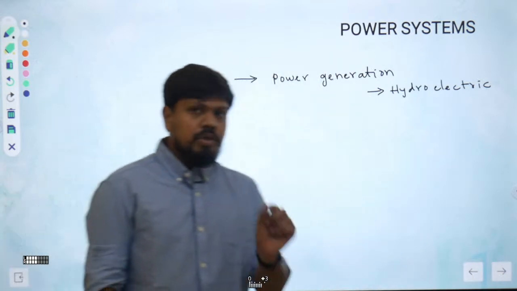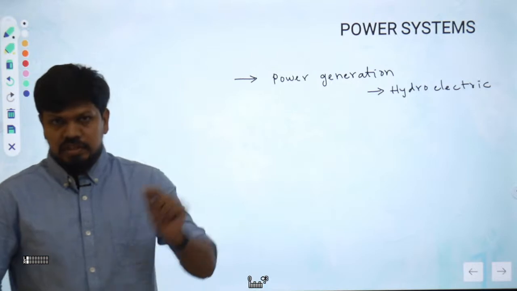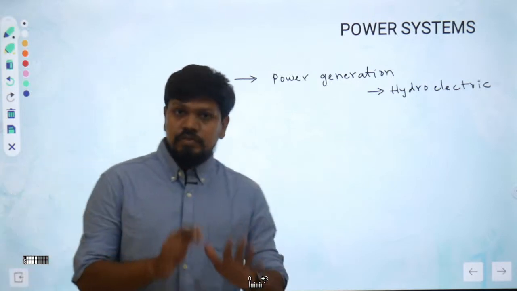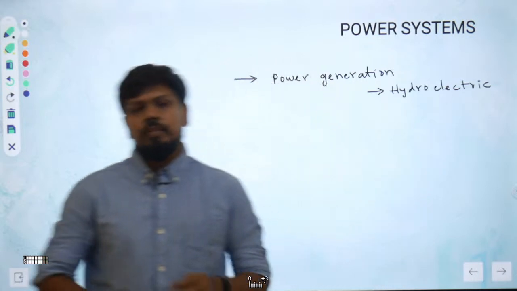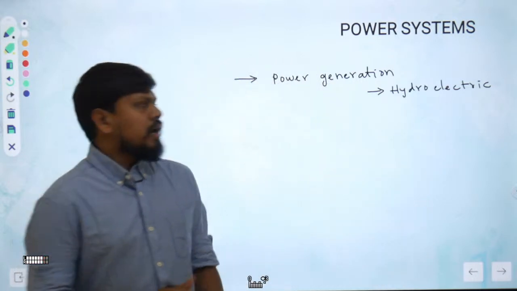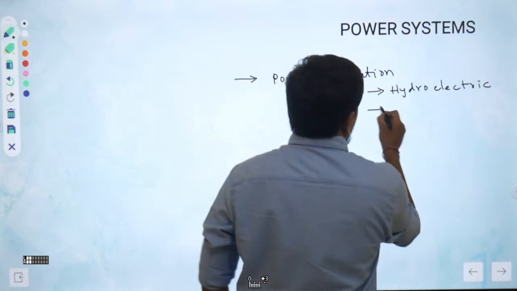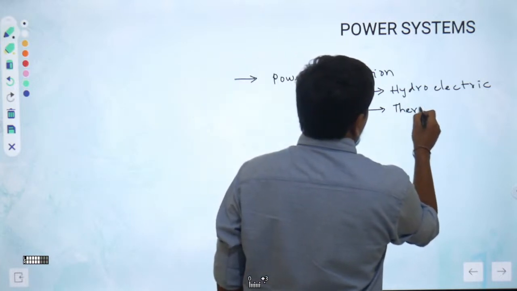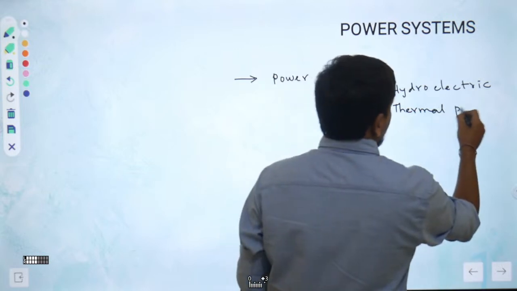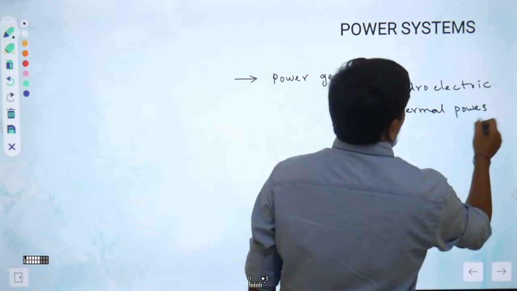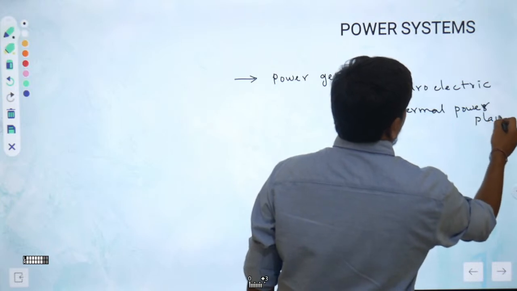In that, many bits will be there. I am not giving the bits right now, we will just give a clear idea. There will definitely be some bits from the hydroelectric power station. The next one is the thermal power station, or thermal or steam power, we can call it. Thermal power plant or power station, we can write either.